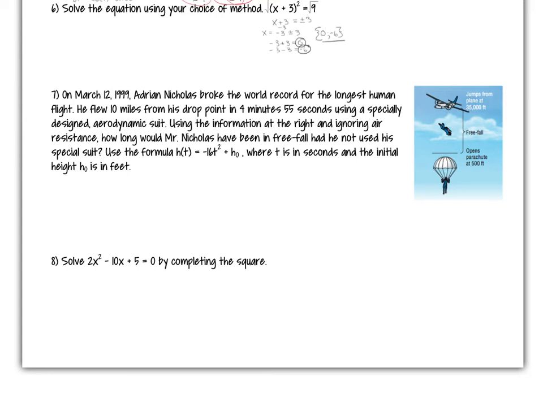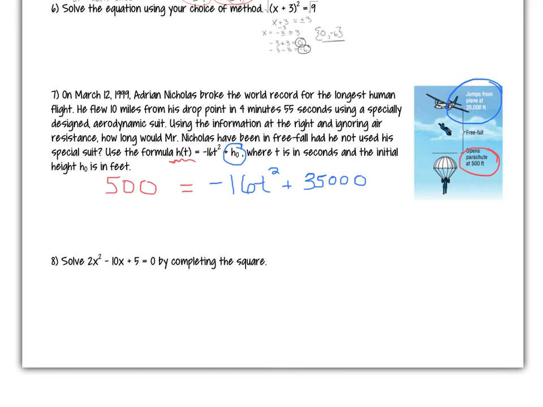We're going to use this formula where t is in seconds and the initial height, h sub 0, is in feet. A few key pieces of information are provided to us. Our initial height is going to be 35,000 feet, so our equation is negative 16t squared plus 35,000. In this case, I'm trying to figure out where we are with t when I open my parachute at 500 feet. That 500 feet is actually going to be my value for h of t, because our function here is in terms of distance.